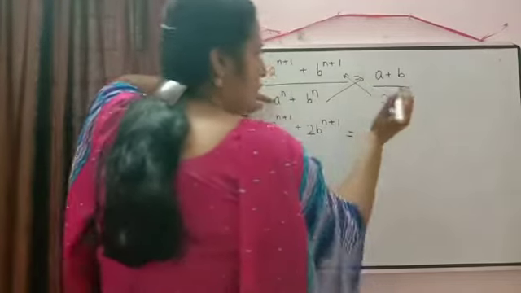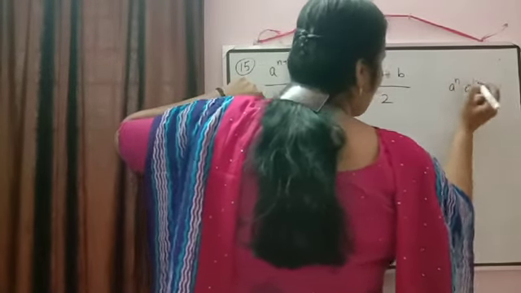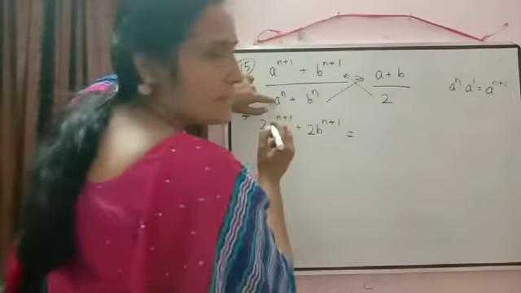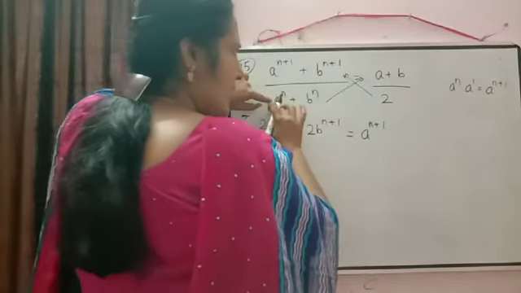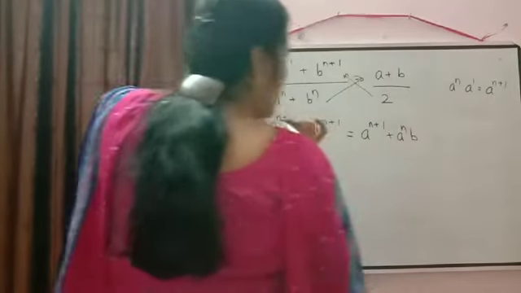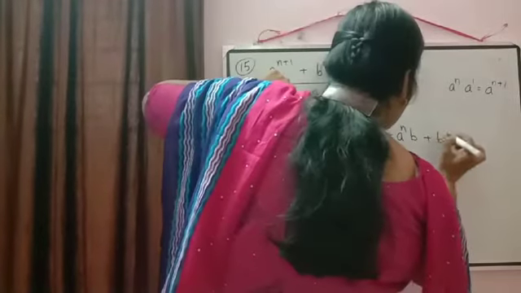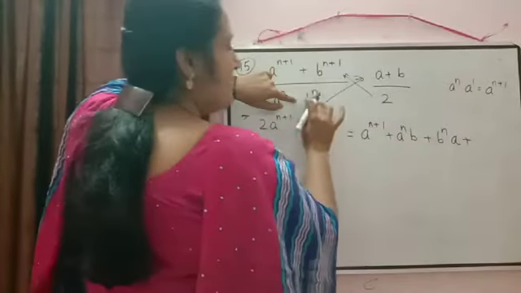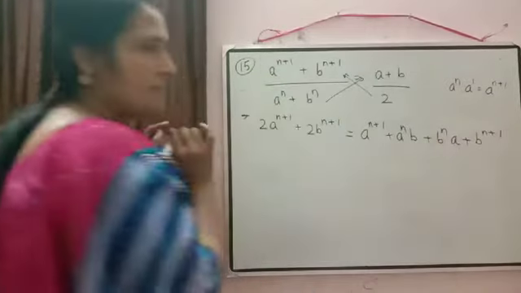A raised to n into A. If no power is there, means what is the power? Yes, 1. So it will be equal to A raised to n plus 1. So we will write down there A raised to n plus 1. A raised to n into b, that we will write down as it is. A raised to n into b plus b raised to n will be multiplied by both the terms. So it will be equal to b raised to n into a plus again b raised to n into b. So that will be equal to b raised to n plus 1.